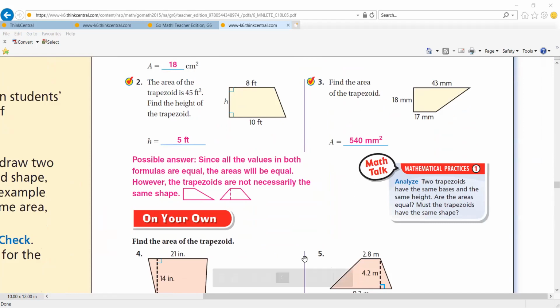The area of the trapezoid is 45 feet square. They have asked you to find the height, and base one and base two are given as 8 and 10. How much did they give you for the area? Area is 45 feet square. Base one is 10 feet, and base two is 8 feet. Now what is the formula?